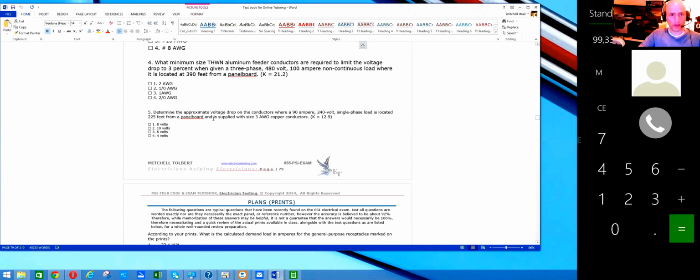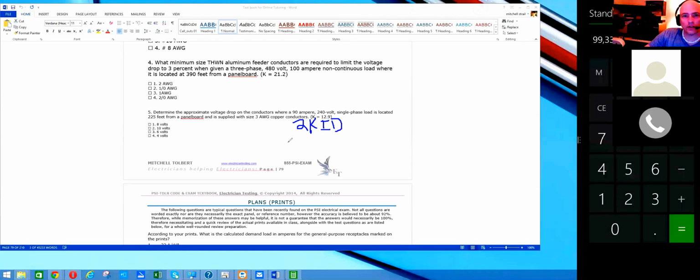Okay. So what are they asking me here? Well, I'm looking for the voltage drop. In this case, I'm going to use the standard formula, which is 2KID. Instead of the wire size, I already know what the wire size is, don't I? Yep, number 3. So I'm looking for this value right here, which is the voltage drop. So I'm just going to write in the other values and leave that one off, because that's what I'm looking for. This is my question mark.